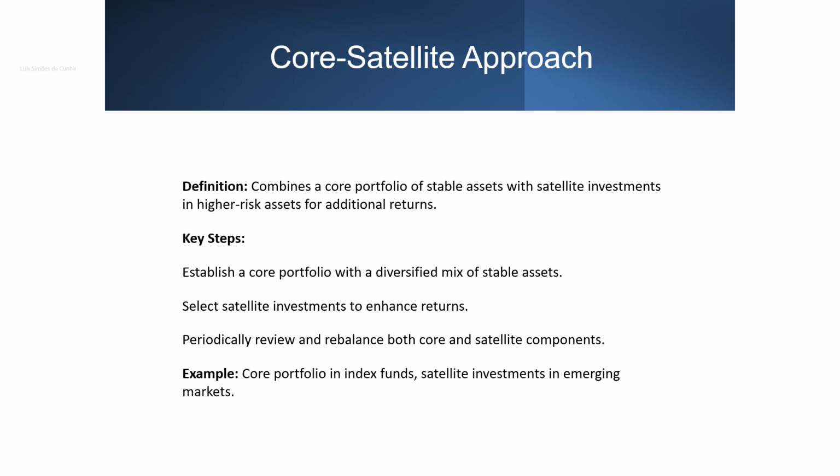The core satellite approach combines a core portfolio of stable assets with satellite investments in higher-risk assets to enhance returns. The key steps include establishing a core portfolio with a diversified mix of stable assets, selecting satellite investments to boost returns, and periodically reviewing and rebalancing both core and satellite components. For example, a core portfolio might consist of index funds, while satellite investments could be in emerging markets.